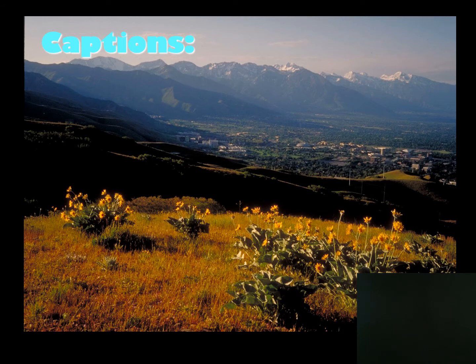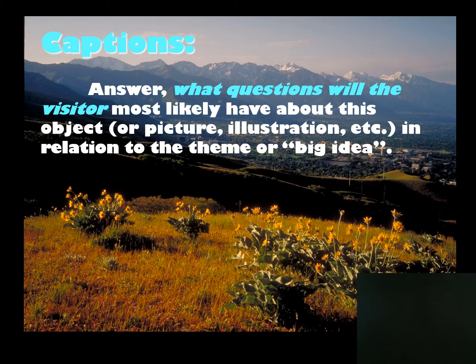So we're going to be looking at captions or labels, that part that is written on your papers. And we're going to come at it backwards for this assignment because we've been gathering information first, where if you were interpreting a location, you would already have the location first, and then you'd be writing captions about it. So either direction, make sure you do answer this. What question will the visitor most likely have about this object or picture illustration in relation to the theme or the big idea? And again, we've got this backward.